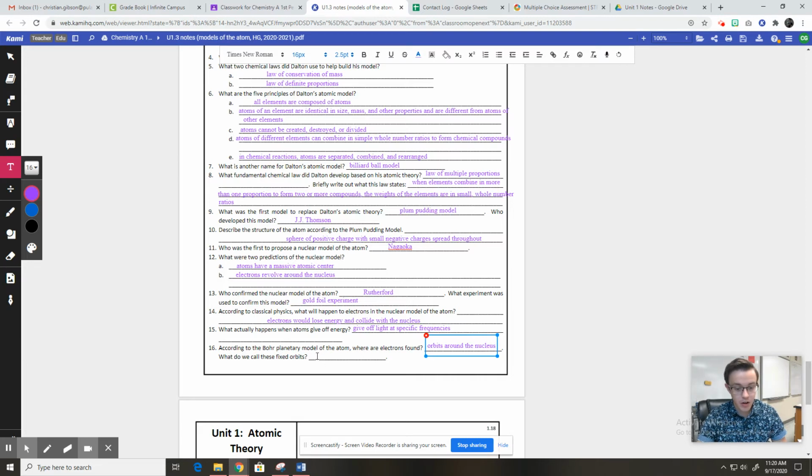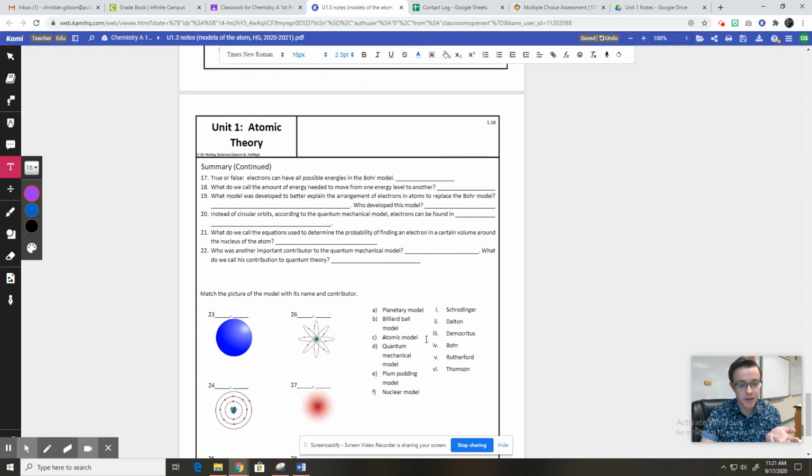Okay, and what do we call those fixed orbits? We call them energy levels. And this is the model you're used to using because it does a pretty good job at explaining how atoms work, but is also fairly simple and easy to draw. So you've got the nucleus, and you've got the first energy level that holds 2 electrons, the second that holds 8, the third that holds 8, and you guys can use that to find valence electrons, all that stuff. This is the model you're used to seeing, okay?